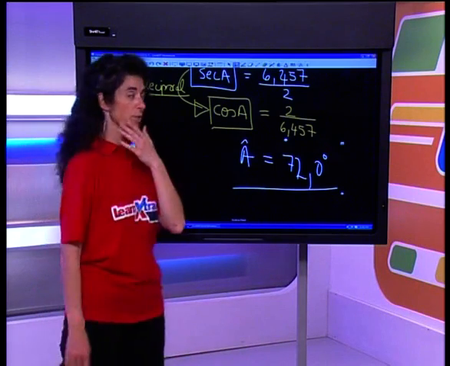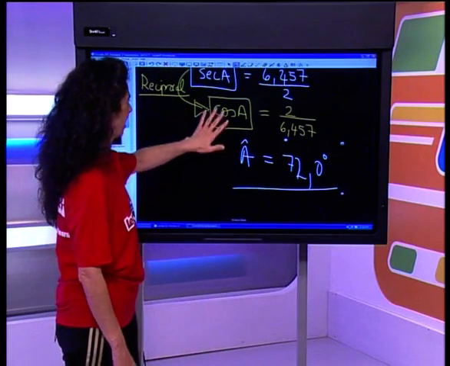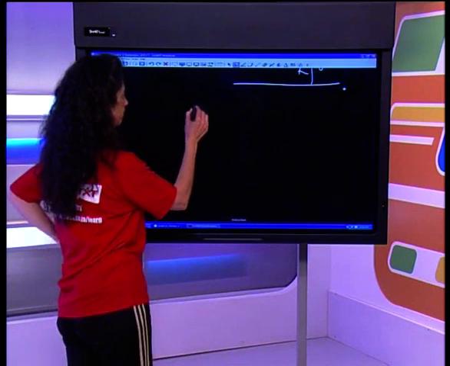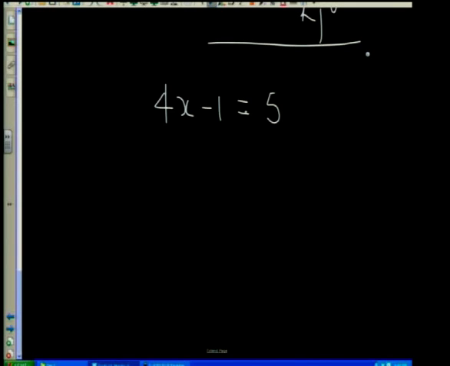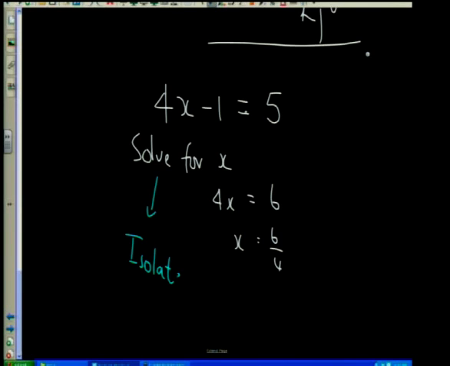Now, what was the question that somebody posted around isolate? They wanted to know what I meant by the word isolate. That's just a fancy way of saying, if I've got 4x minus 1 equals 5, I will say to you, solve for x. So solve for x means 4x equals 6 and x equals 6 quarters. Now I'm using sort of layman's terms and saying isolate the x.